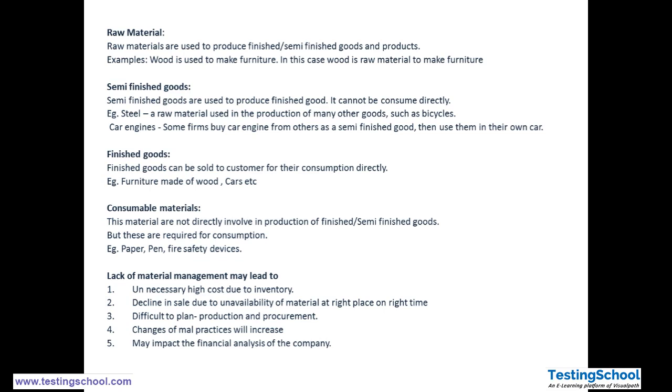If the information is not available like in earlier days, then it was difficult to plan production, it was difficult to plan procurement, what I need to procure to produce this thing. Chances of malpractices will increase because you are not aware what is there in your own company and in what quantity. It also impacts the financial analysis, because ultimately your money is stuck, cost of capital is increasing, and production is not there, finished product is not there to be delivered to the customers.